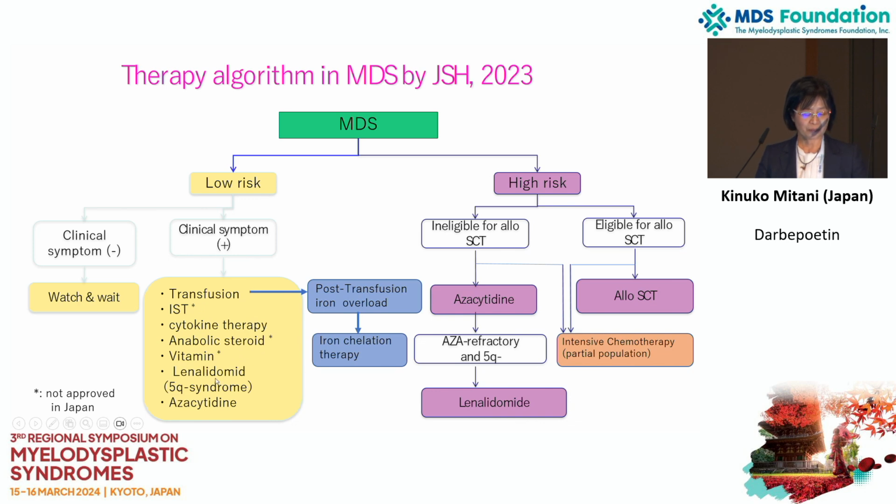Lenalidomide is chosen for 5q- patients, of course, but those patients may account for only 5% in Japan. The therapy with azacitidine is selected carefully for special cases because immunosuppression is a serious problem in this therapy.